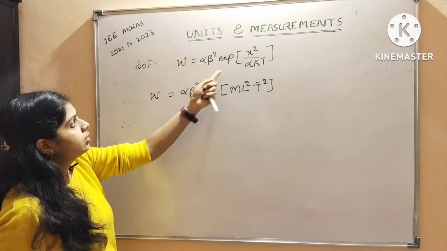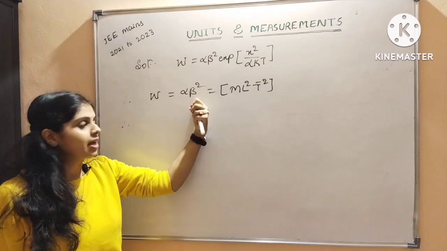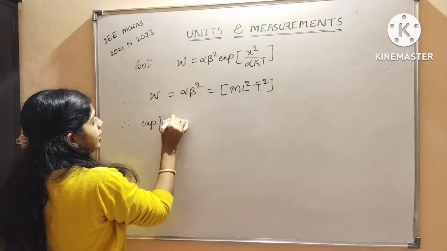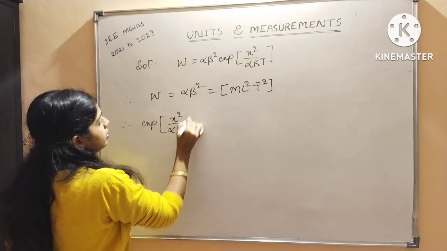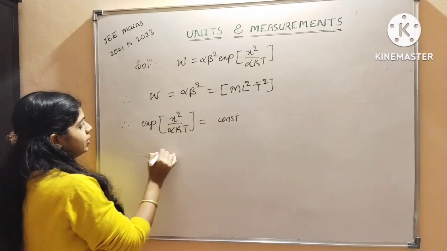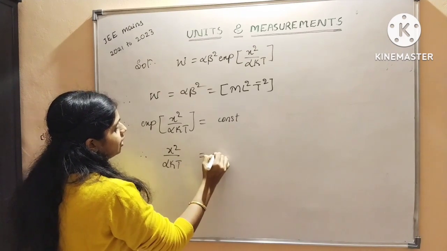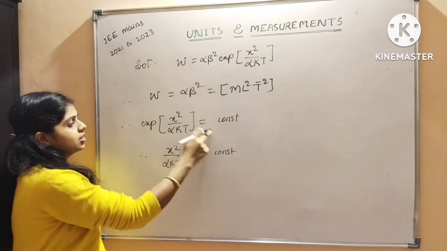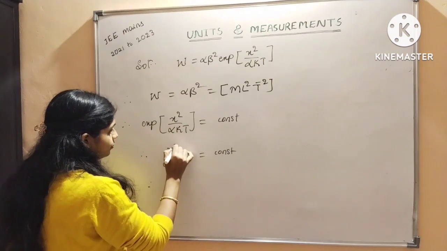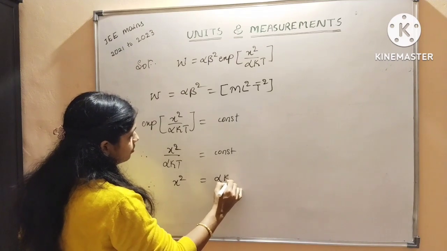Therefore, consider this term now. Now we have the dimension of alpha beta square, we have to find the dimension of beta. Consider this term, exponential of x square by alpha kt equals some dimensionless constant. Therefore, dimension of x square by alpha kt is also dimensionless, because if exponential goes to this side, log of anything is constant. Therefore, the dimension of x square will be equal to dimension of alpha kt.